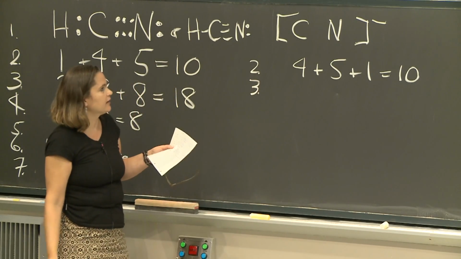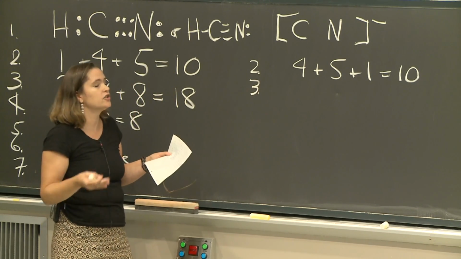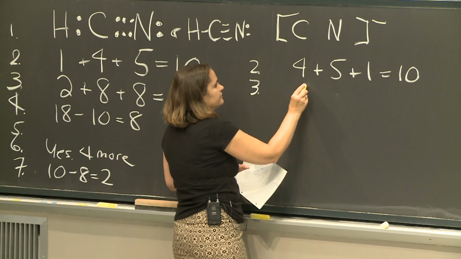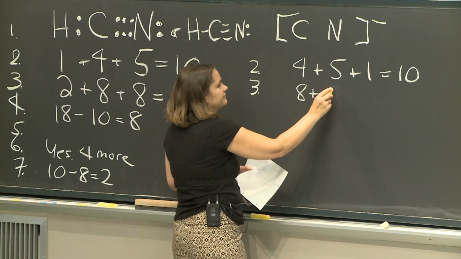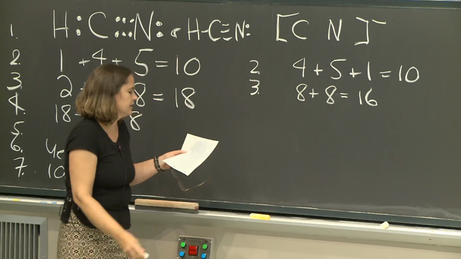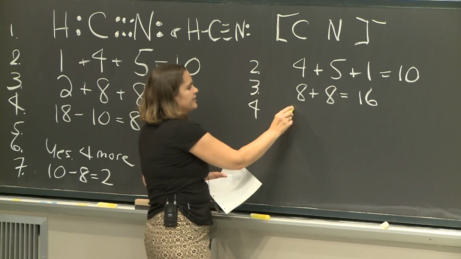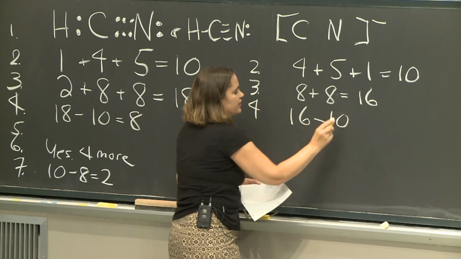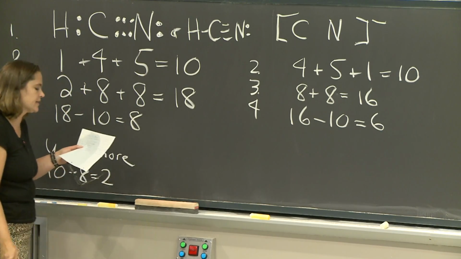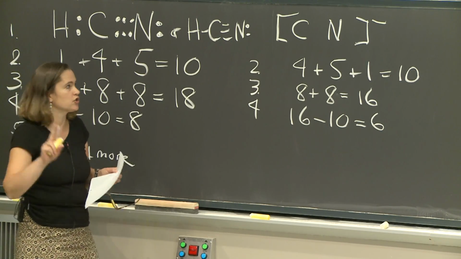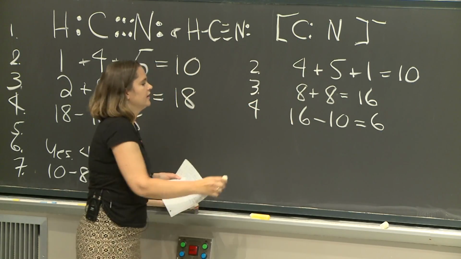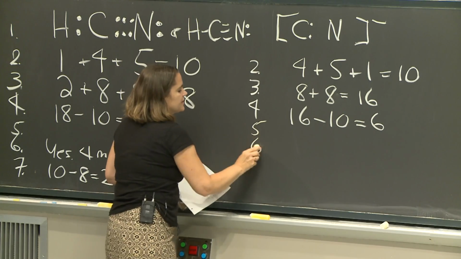Step 3, I'm going to figure out how many electrons I need to complete my valence shell. How many from carbon? 8. Nitrogen? 8. So now I have 16. I will subtract 10 from 16 and get 6 bonding electrons. And I'm going to assign first just 2 of them. So I'll assign 1, 2 here.